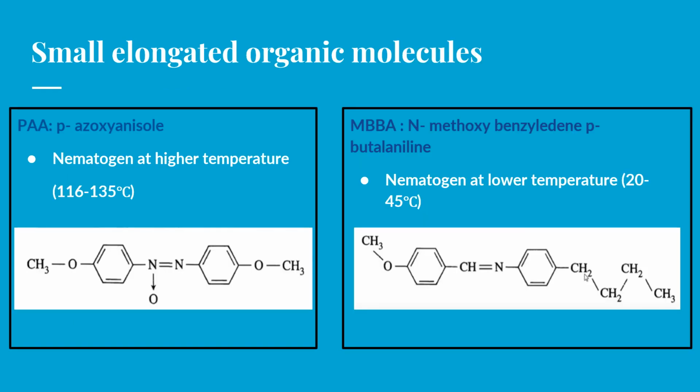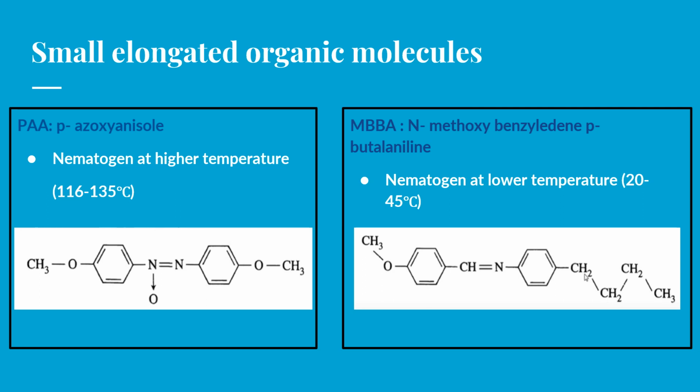The most common example is PAA, that is p-azoxyanisole. Here you see two benzene rings connected, and on both sides you have tails. It's called a nematogen, that is, it gives rise to a nematic type mesophase in a particular temperature range. For PAA, it is a range of 116 degrees Celsius to 135 degrees Celsius at atmospheric pressure.